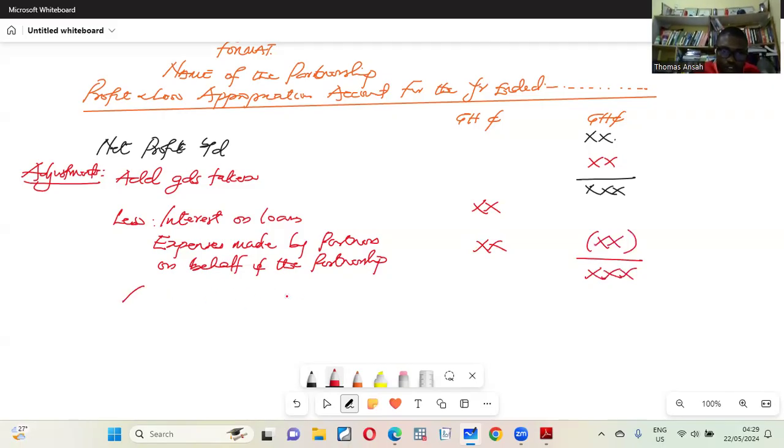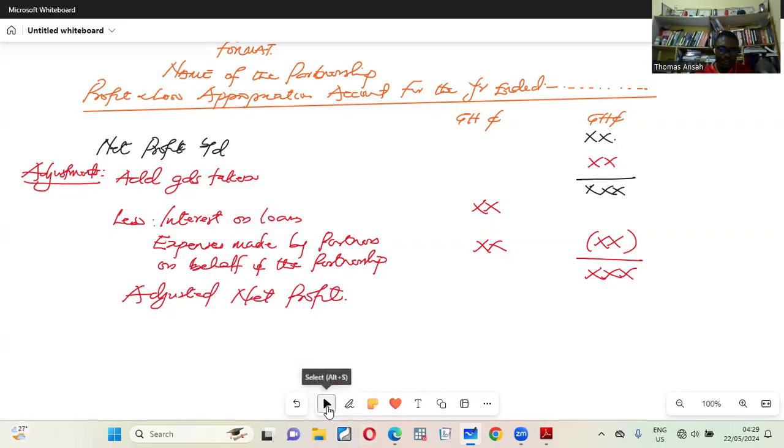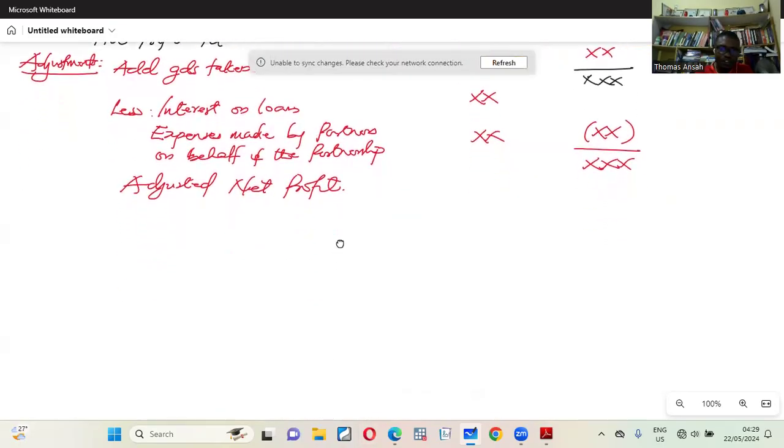Adjusted net profit. Like I've told you, you may need to do this because the net profit was given to you in the question. Sometimes you will be asked to do the income statement. It means that when you are doing the income statement, you will do all these things inside. All right. So that is that. So we continue.